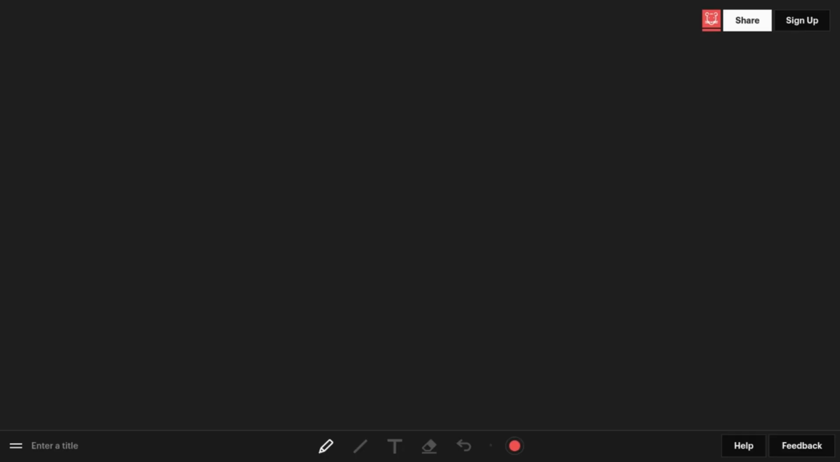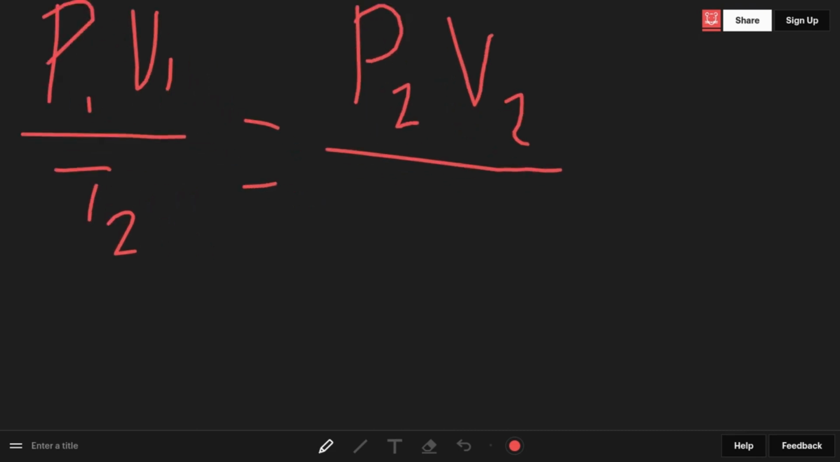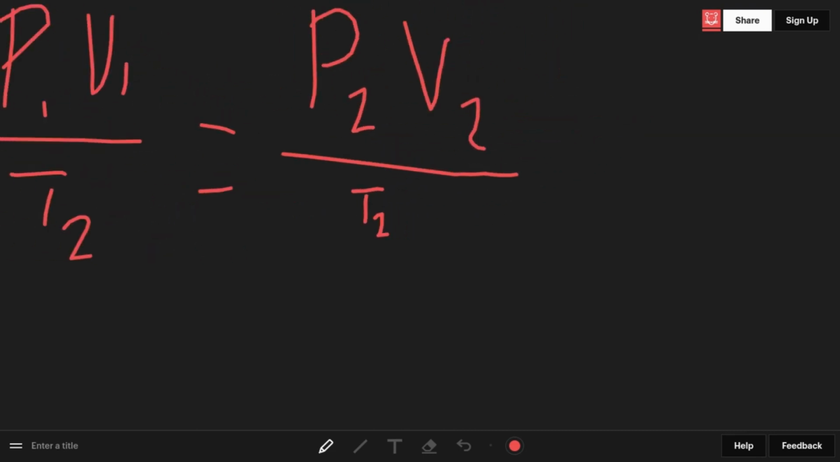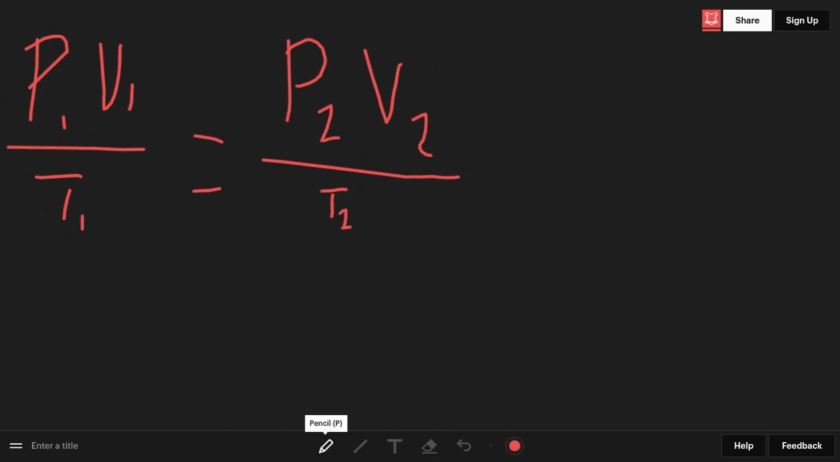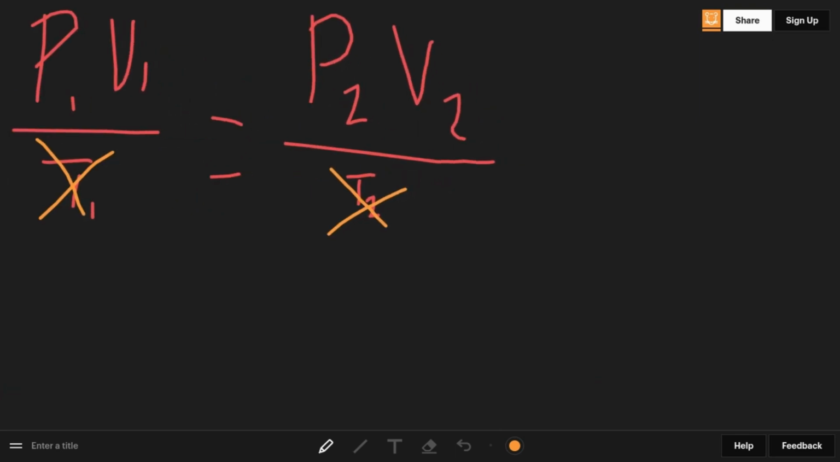So we have the combined gas law, which says that pressure 1 times volume 1 divided by temperature 1 is equivalent to pressure 2 times volume 2 divided by temperature 2. Oh, whoops, why did I do volume 2? But we can just take temperature out of the equation fully, since it's constant.